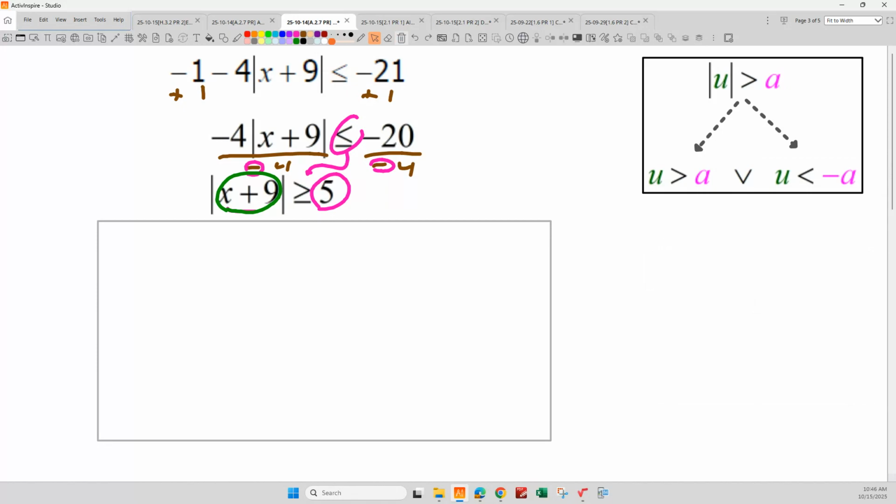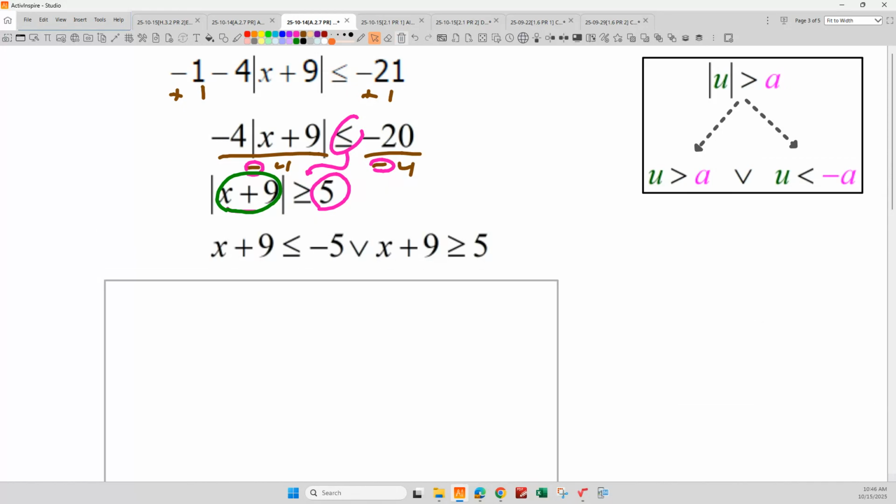Okay, good. So what's inside then is either going to be less than or equal to the negative or greater than or equal to the positive, right? There's my pattern. Let's make this really obvious. I've got this or symbol in the middle. And I'm just going to solve each of those individually. There's only one step to solve those. What is it? Subtract 9. That's it, right?